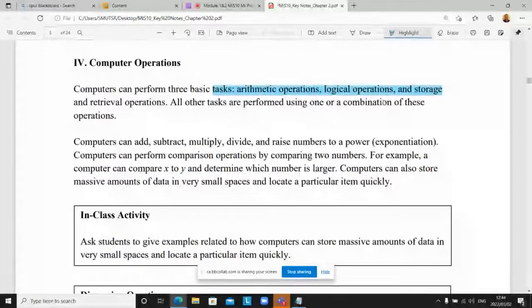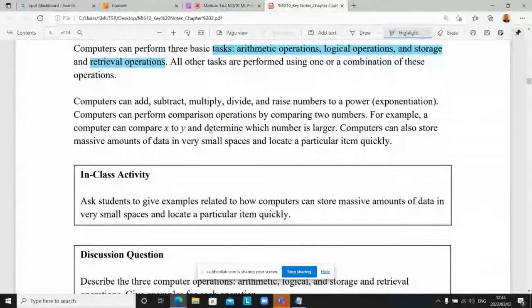Okay, other tasks that are performed, retrieval. They can add, subtract, multiply, divide, raise, and so on. The ones I want you to know, guys, for the questions is the three basic tasks: arithmetic, logical, and storage retrieval. So that is arithmetic in the CPU, logical in the CPU, and storage retrieval from RAM or ROM or hard drive. What they can do, we know.